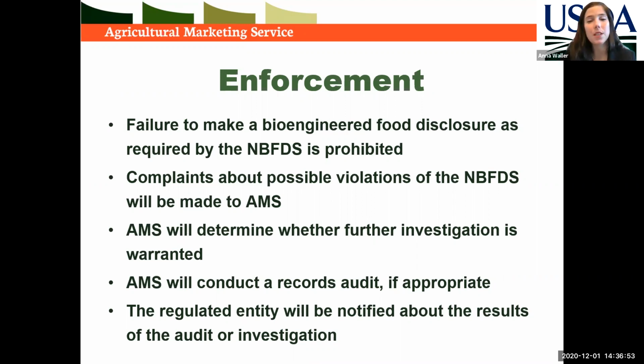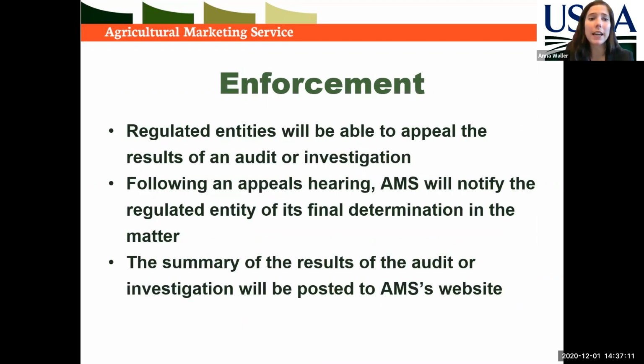When AMS receives a complaint, it will determine if a further investigation is warranted. If appropriate, AMS will conduct an audit of the regulated entity's records and notify the entity of its finding of the audit or investigation. A regulated entity will be able to appeal the results of an audit or investigation. Following an appeals hearing, AMS will notify the regulated entity of its final determination in the matter. A summary of the results of the audit or investigation will then be posted to the AMS website.